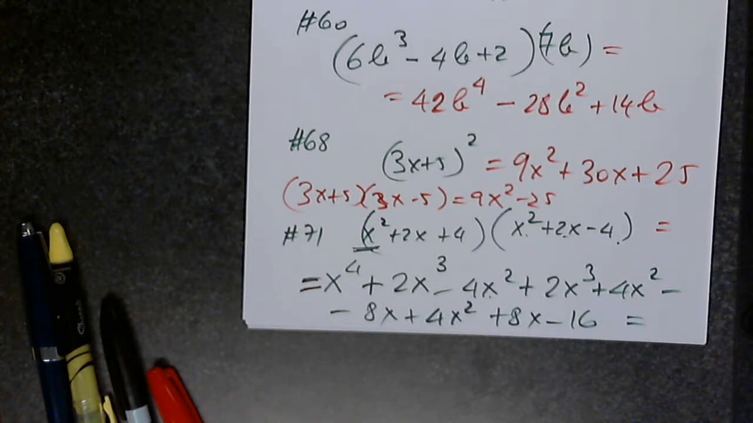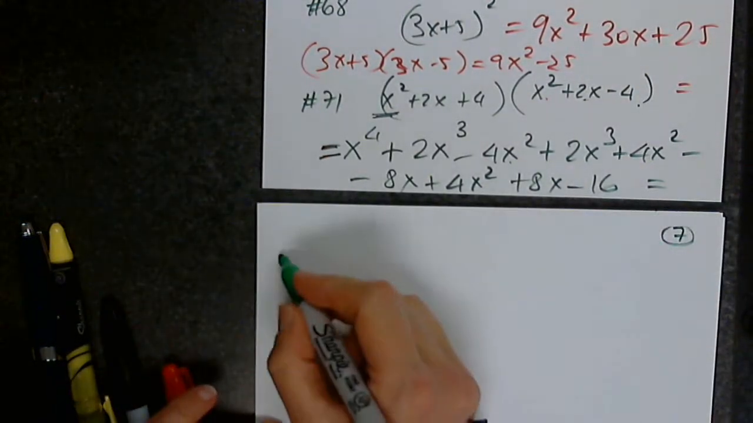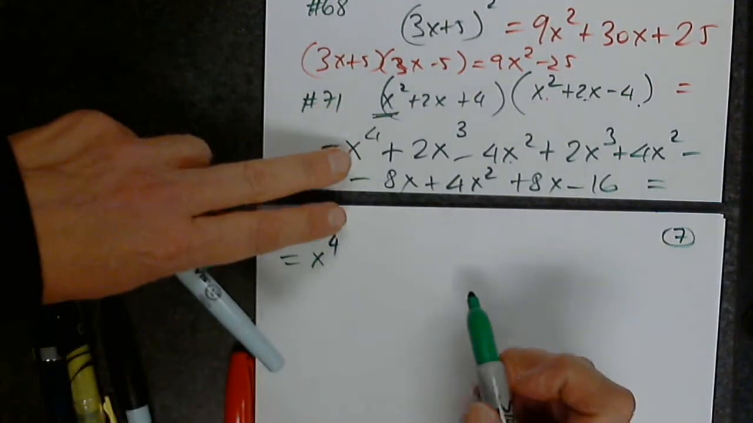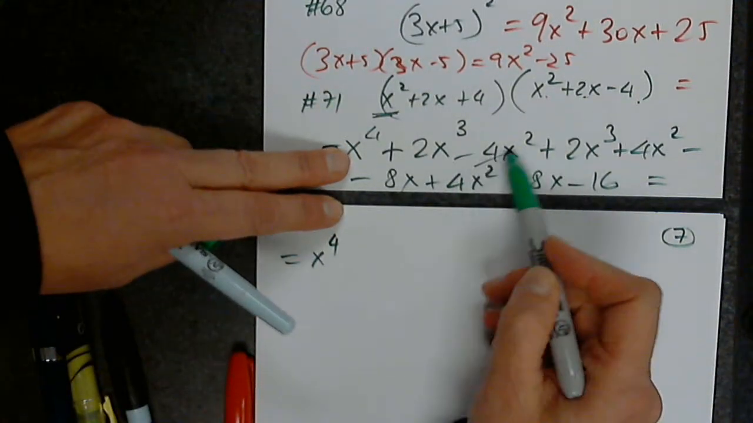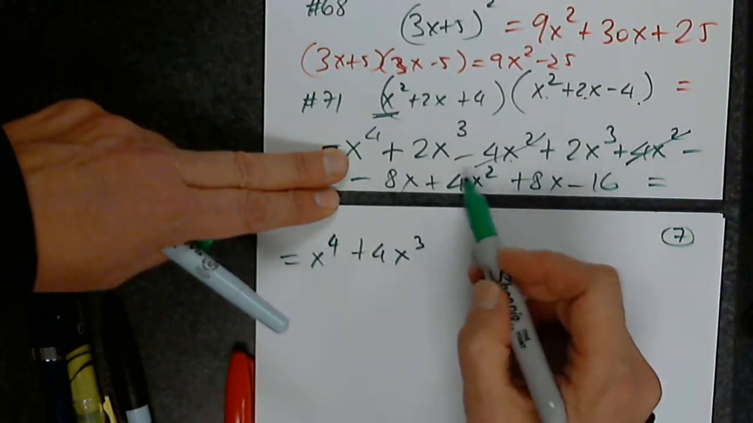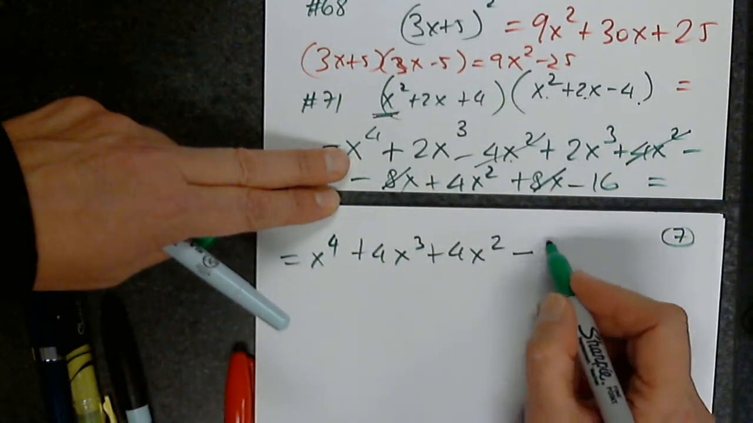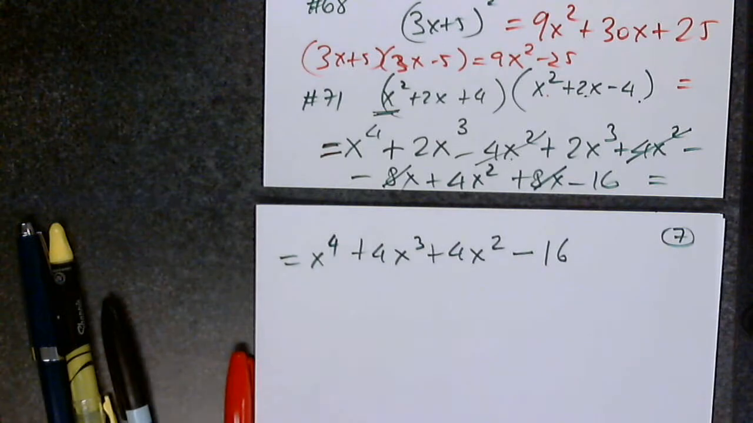Always establish the degree first and take it from there. 4 is the degree indeed. These two go away indeed, but I still have 4x cubed and plus 4x squared. These two go away and minus 16. Is this okay, everyone? Okay. Moving on.